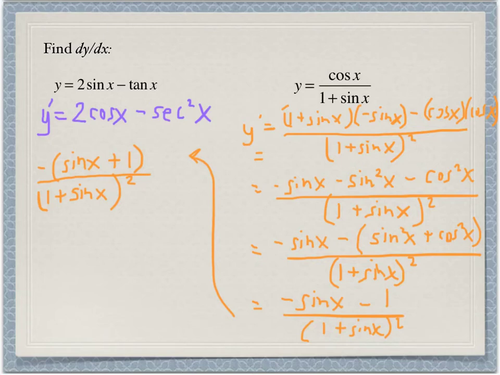This one in the denominator is squared though. But I can cancel out one of these guys. And so I end up with a final answer of negative 1 over 1 plus the sine of x.